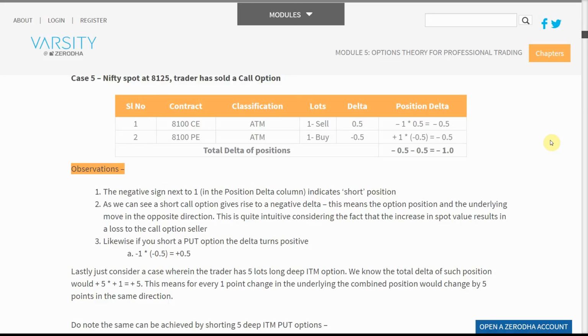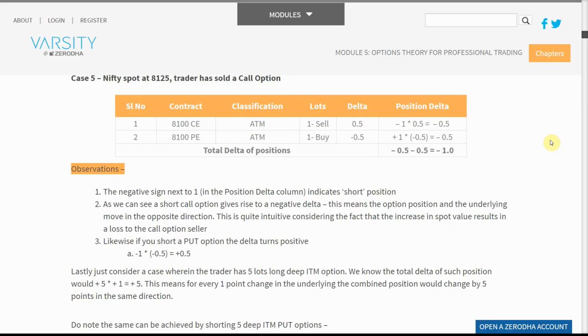Observations. The negative sign next to 1 in the position delta column indicates a short position. As we can see, a short call option gives rise to a negative delta. This means the option position and the underlying move in the opposite direction. This is quite intuitive considering the fact that an increase in spot value results in a loss to the call option seller. Likewise, if you short a put option, the delta turns positive. Minus 1 asterisk minus 0.5 equals plus 0.5.